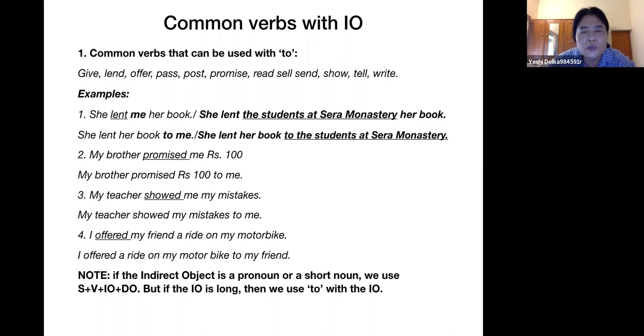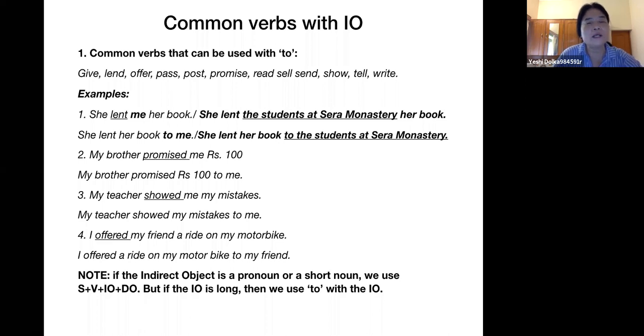She lent the students at Sarah Monastery her book. Okay, so look at this. She lent me her book. She lent the students at Sarah Monastery her books. Students at Sarah Monastery, all of that is the indirect object.